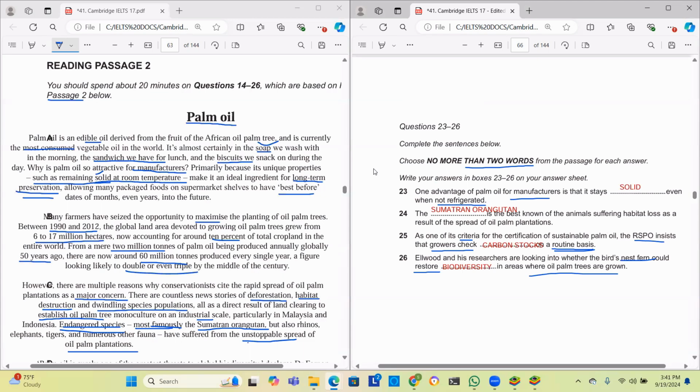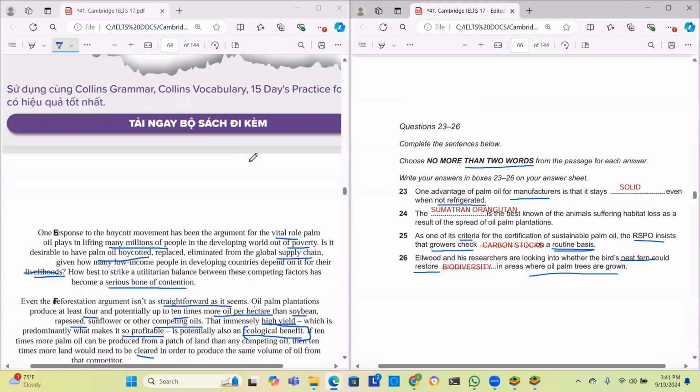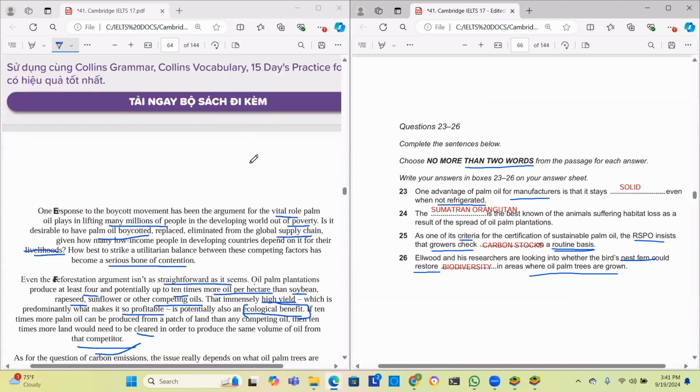Right. So I hope my explanation is clear for you, and this should not take more than 18, 19 minutes to solve this passage. This was a bit easy. But the next one, the passage number 3 will not be easy. The difficulty level keeps on increasing. So this was a moderate one, but the next one will be difficult.